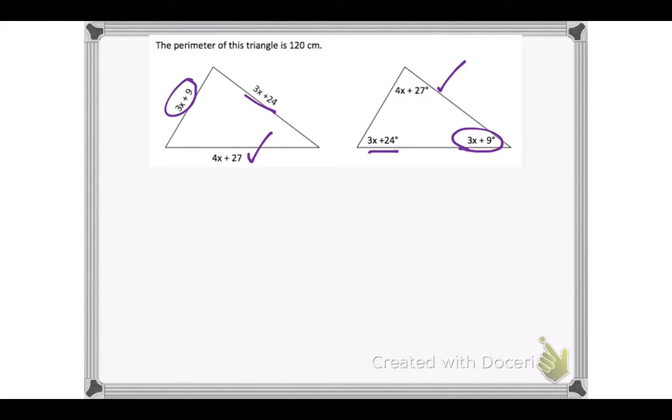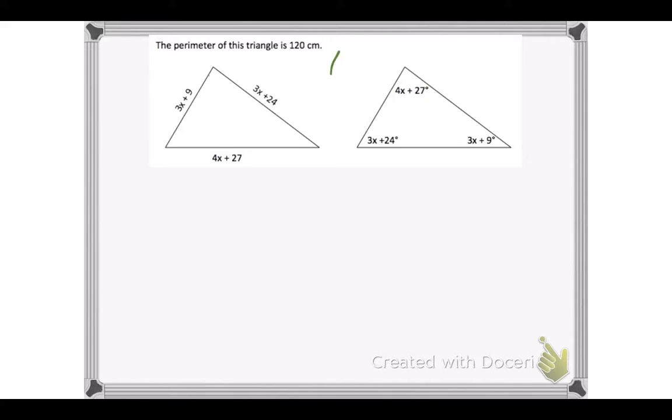However, you will notice that what those things represent is very different. Over here on the left, the 3x plus 9 is the length of the side, and over here, the 3x plus 9 is the angle measure. Similarly, this 3x plus 24 is the side, not the angle, and the 4x plus 27 is the side, not the angle. So there are some definite differences as well. Let's talk about those two different concepts.